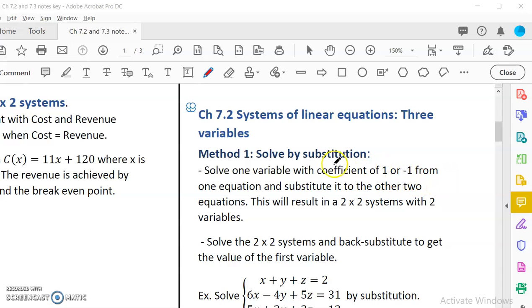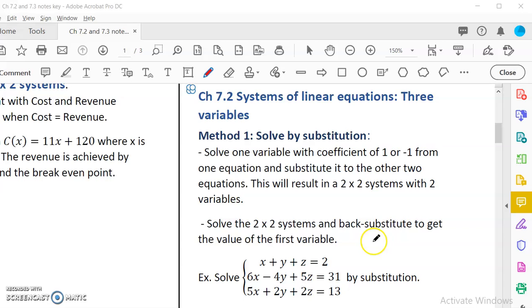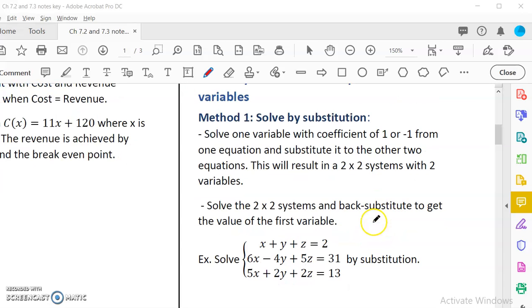The first is by substitution. Unfortunately, we usually do not graph it, because if we have three unknowns, we can't graph it on a plane. It would be like a 3D plane, so we usually don't do that. So let's see how we can solve by substitution.